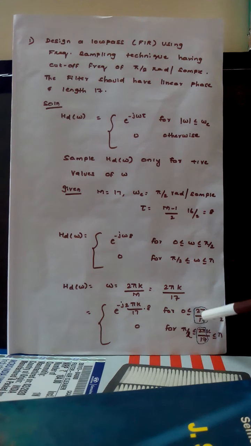So the 2 pi by 17, if you are bringing to this side, it will become 17 divided by 2 pi into 0, it will be 0. Similarly, if you are bringing to this side, pi by 2 into 17 divided by 2 pi, the pi will get cancelled, we will get 17 by 4. Similarly, this 2 pi by 17, bringing to this side, we get 17 divided by 2 pi, pi will get cancelled, it is 17 by 4. Similarly, this pi, bringing to this side, into 17 divided by 2 pi, pi will get cancelled, we get 17 by 2. So the k value will vary from 0 to 17 by 4 and 17 by 4 to 17 by 2.